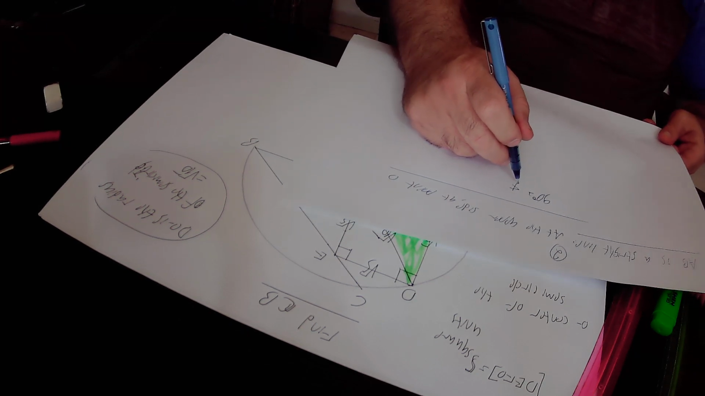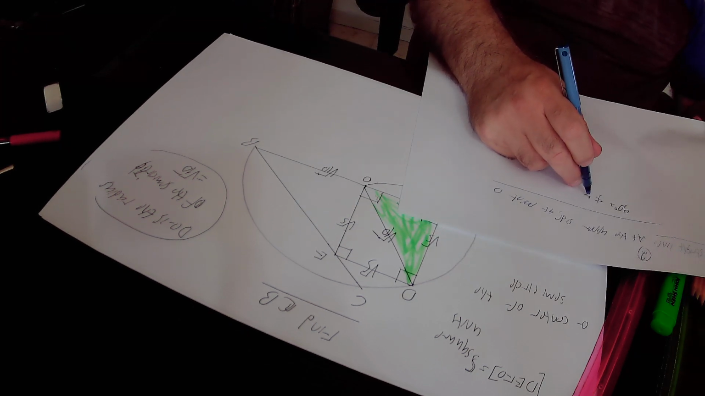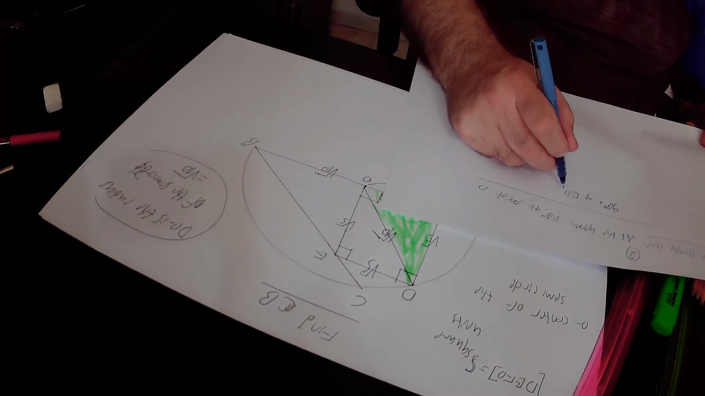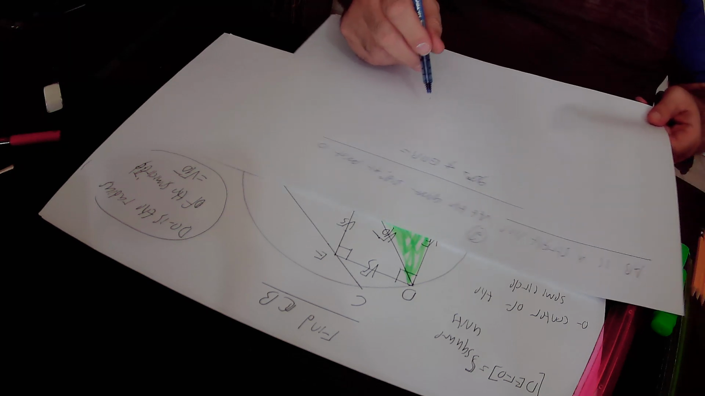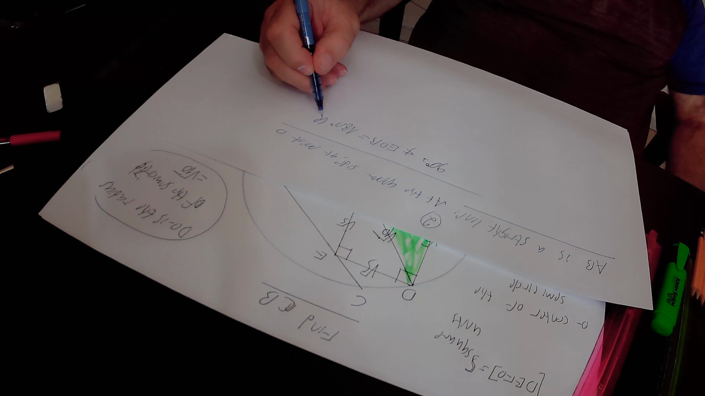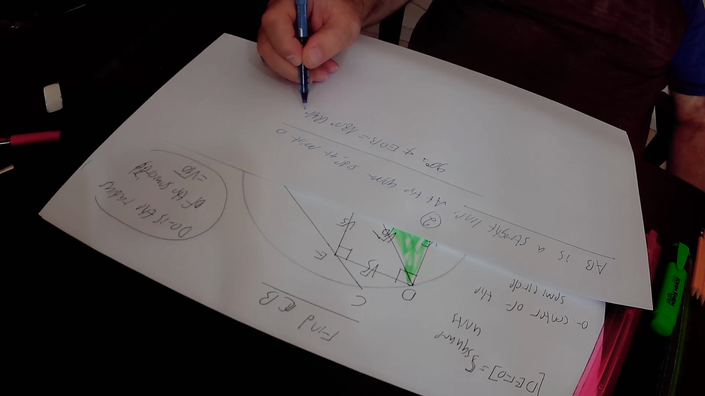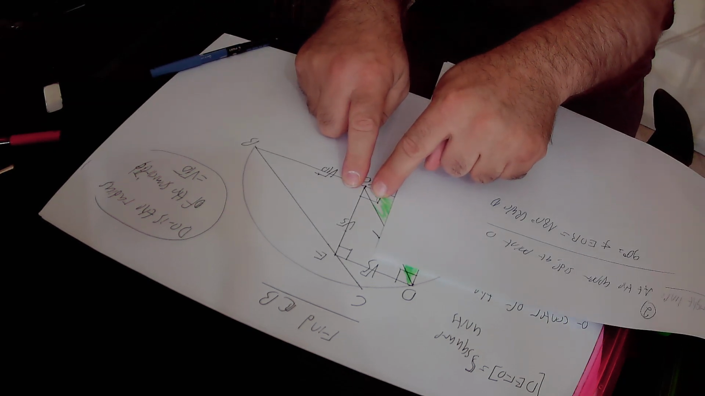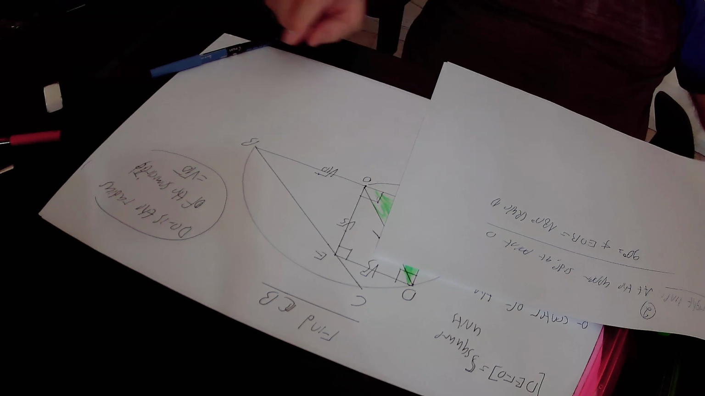Plus angle EOB. In total, the sum of those two angles must be equal to 180 degrees according to rule number 1. Again, 90 degrees plus angle EOB must be equal to 180 degrees.